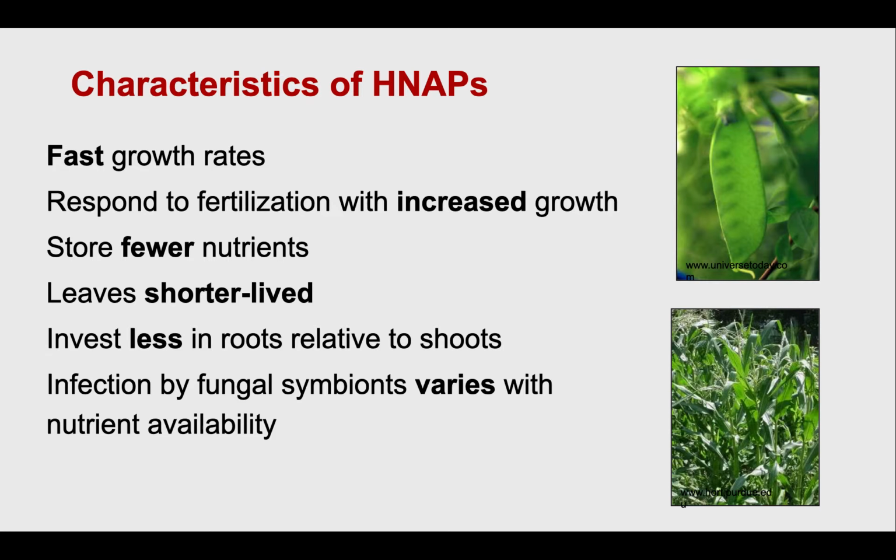Again, because you have ample access to nutrients, you can just gain more from the soil, so those leaves don't have to live as long. They can invest less in roots relative to the shoots. They don't have to grow as many roots to explore the soil to find more nutrients, because nutrients are available. So they're going to put most of their energy into growing the above-ground structures. And infection by fungal symbionts is going to vary with nutrient availability. We're going to talk about the fungal aspect of this in just a little bit.